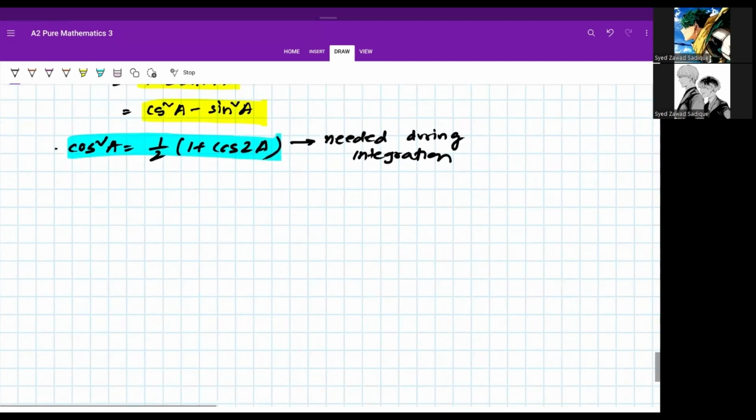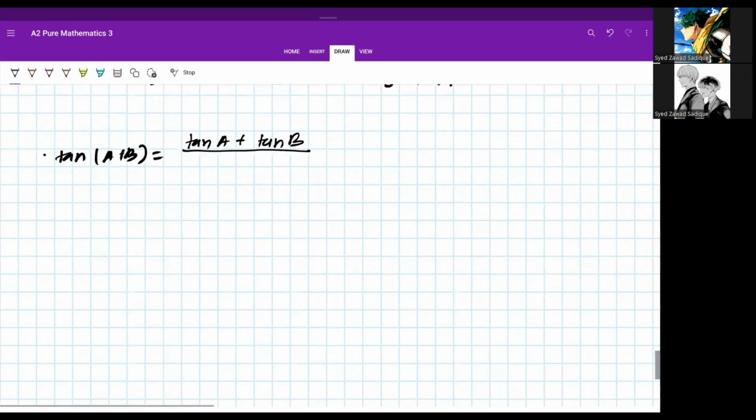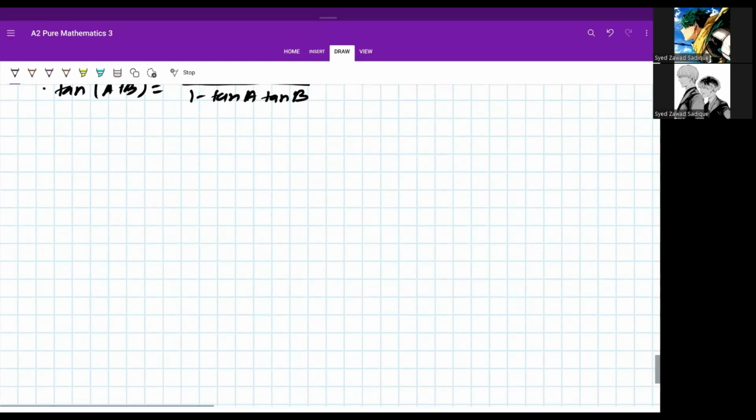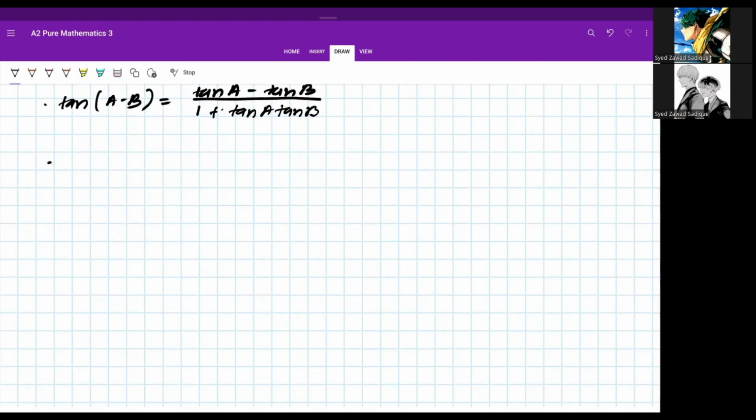Okay, moving on. We have the tan formulas. Those are tan A plus B is equals to tan A plus tan B by 1 minus tan A tan B. Then tan A minus B is equals to tan A minus tan B by 1 plus tan A tan B. And you have tan 2A, which is equals to 2 tan A by 1 minus tan square A.